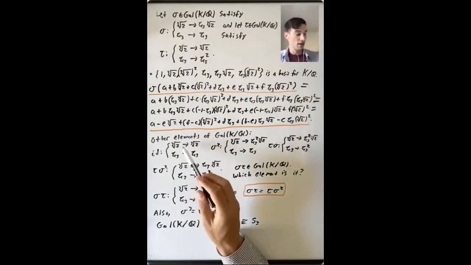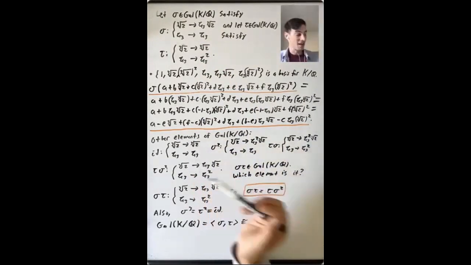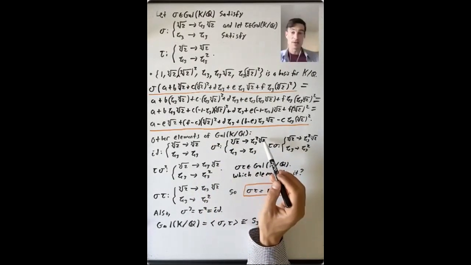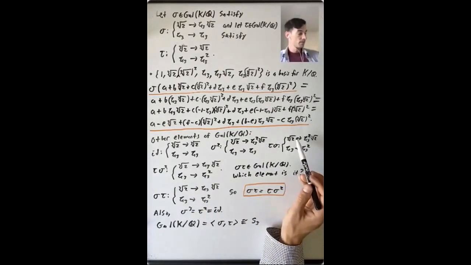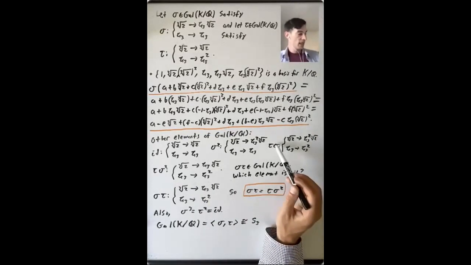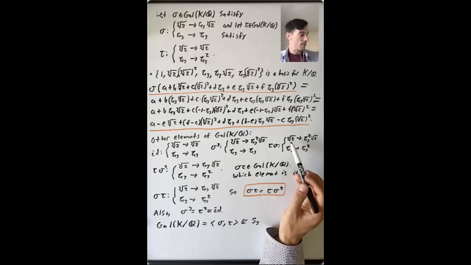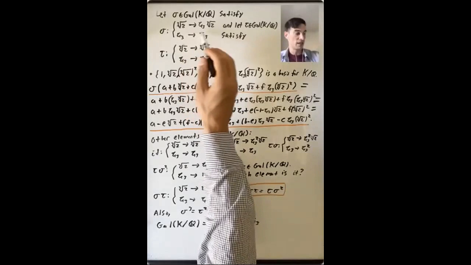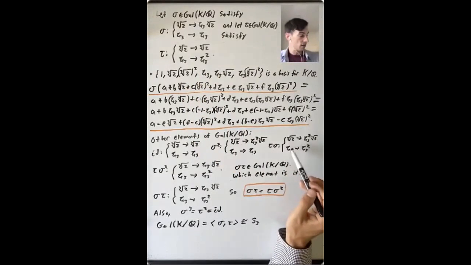So we've done 2 of them here. The identity is the automorphism you get by sending each thing to itself. Sigma squared sends cube root of 2 to zeta 3 squared times cube root of 2 and zeta 3 to zeta 3. Tau times sigma sends cube root of 2 to zeta 3 times cube root of 2 and zeta 3 to zeta 3 squared. So let's just think about that one. Sigma first sends cube root of 2 to zeta 3 times cube root of 2. Zeta 3 goes to zeta 3. And then you apply tau. And tau sends zeta 3 to zeta 3 squared. So this part checks out.